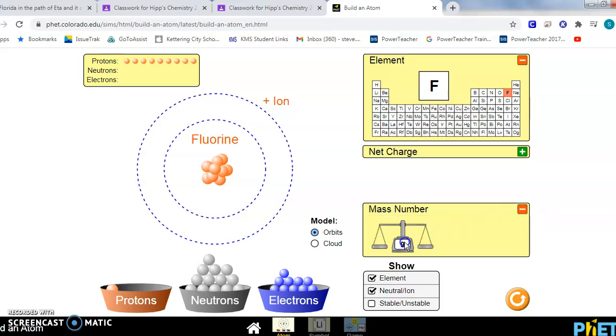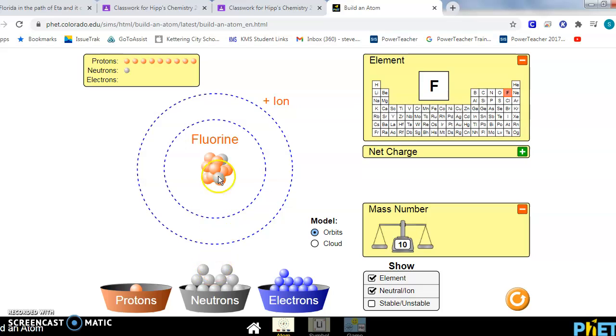But our mass number is 9, and we saw that we needed the mass number to be 19. So I could try to add another proton in there to get the mass number to go up. Yep, it did. It went up to 10. However, I don't have fluorine anymore. I now have neon. Anything with 10 protons is neon. So I can't change protons without changing what the element is. We need it to be fluorine.